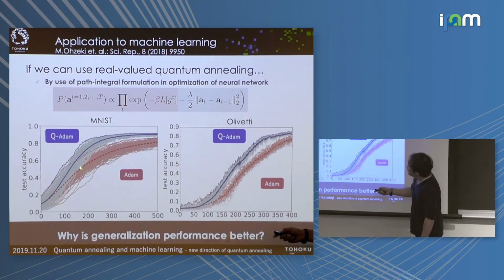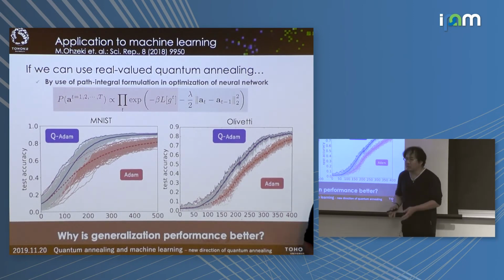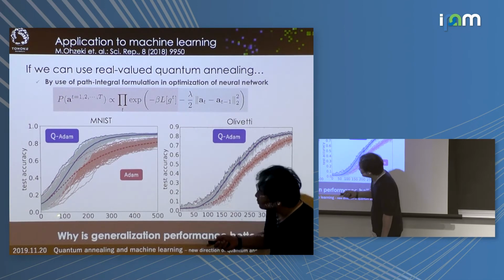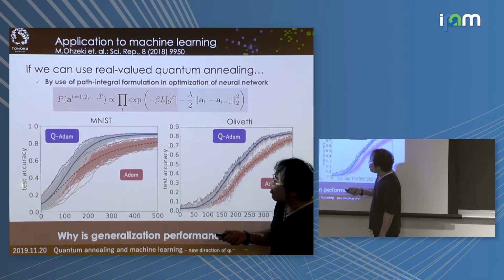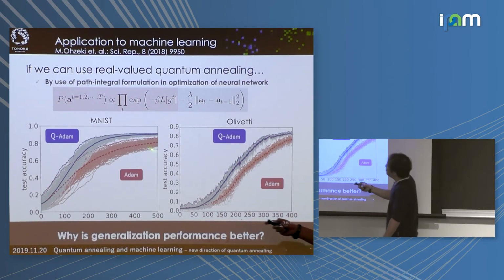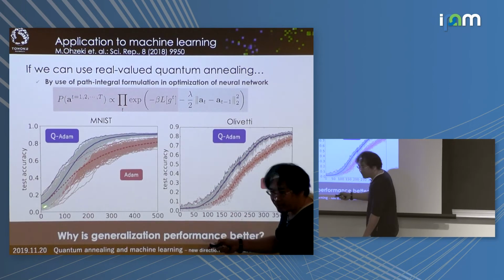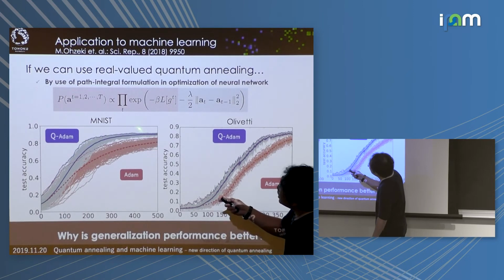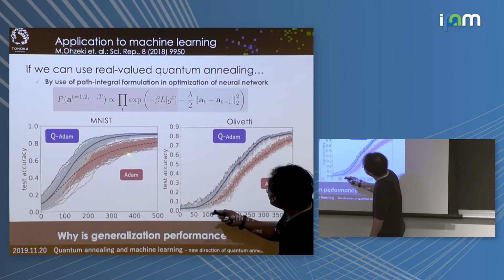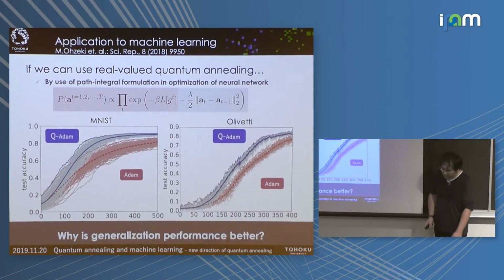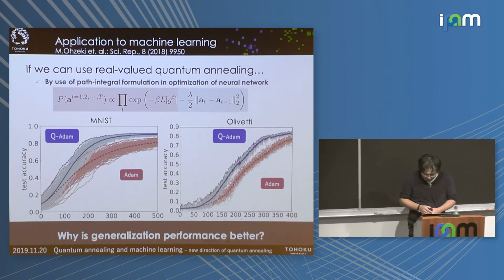This is done by the classical Adam. Classical means without any quantum effect. And with the quantum effect, we observed uplift of the generalization performance. The bold curves denote the average performance, and the thin curves are the maximum performance. The right panel is the performance for the Olivetti face recognition.